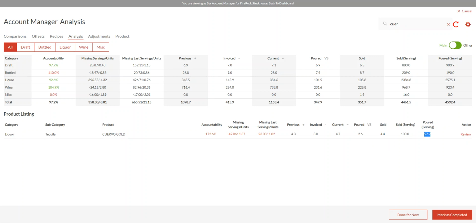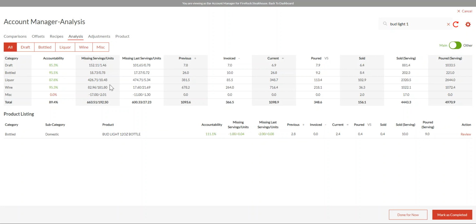The flip side of that is when we're over or we have too much product. So in the case of the Cuervo Gold here, we can see accountability is comfortably over 100% because more servings were sold than was actually poured in real life. In general, this is a good order to go through our checks.